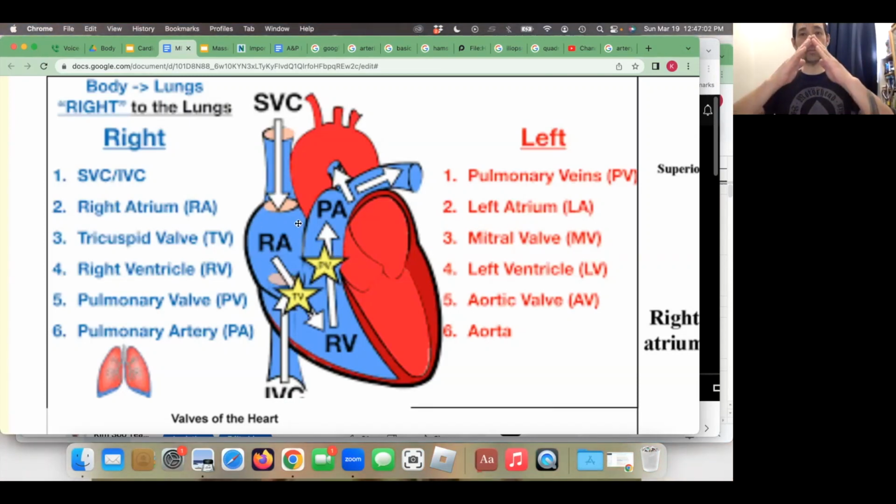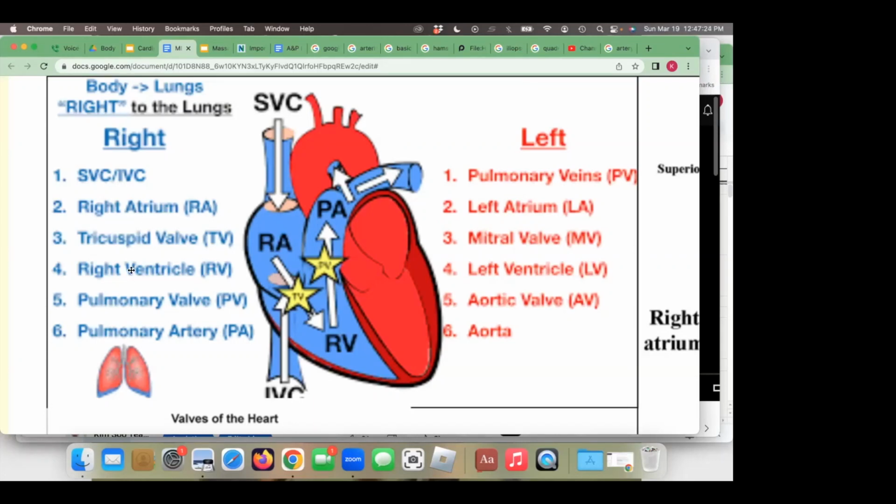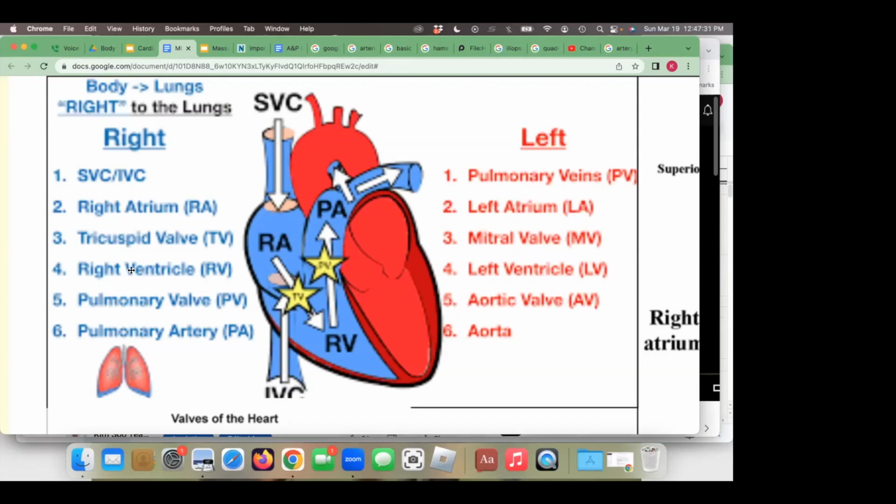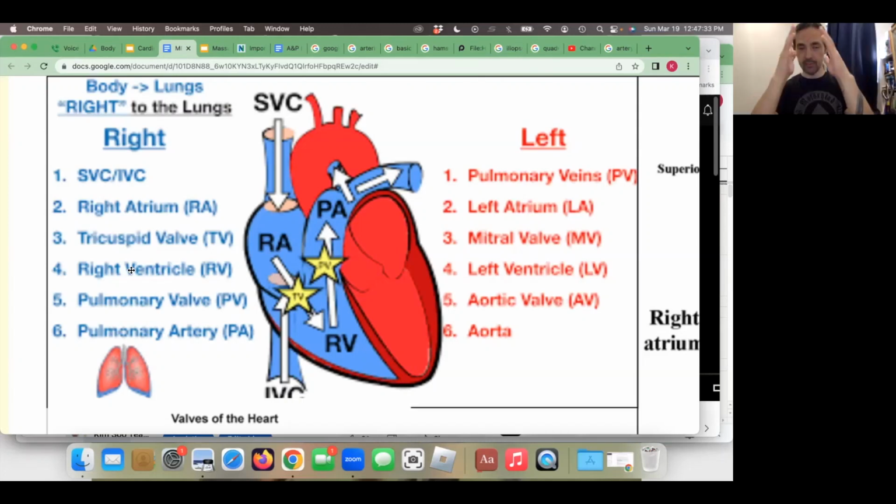Atrium. Atrium is shaped like the letter A, like a ceiling, like a roof. So the atrium is on top. Superior vena cava, inferior vena cava into the right atrium. Through the tricuspid valve, we'll look at the valves again, into the right ventricle. From the atrium to the ventricle, go like this with your hands. The atrium is on top, the ventricle is on the bottom.